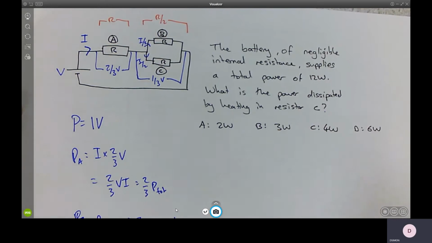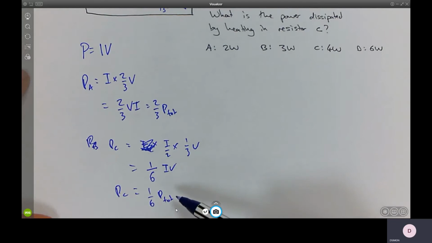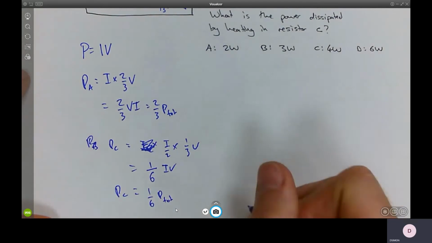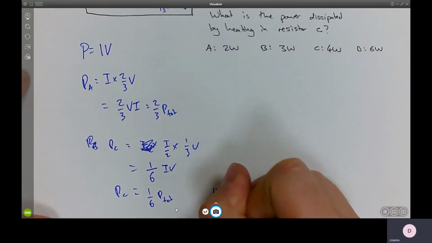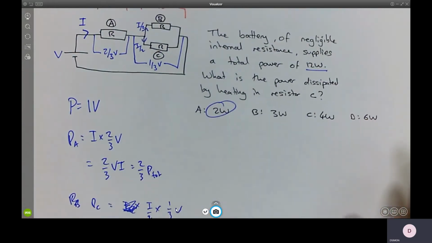So now, what is the total power? We know it's 12 watts. So 1/6 of the total power must be 12/6, which is 2 watts, which is A.